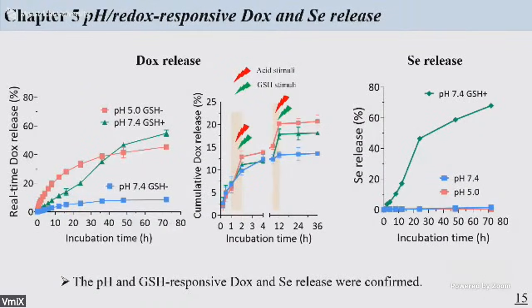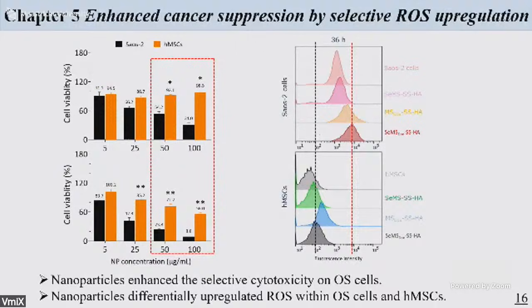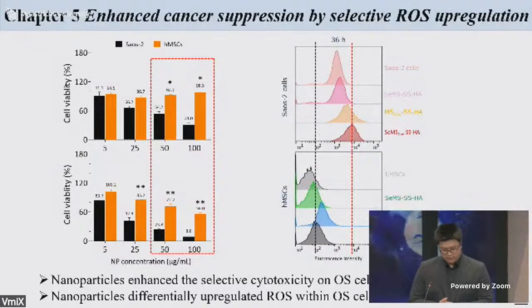First, in the results of the DOX release and loading, we found that the nanoparticles show pH and glutathione dose-responsive release properties. Further, based on the in vitro cytotoxicity test, we demonstrated the dose-responsive nanoparticles enhance selective toxicity on osteosarcoma cells, proving our hypothesis. Moreover, nanoparticles differently upregulate ROS within cancer cells and healthy cells, which was the reason for the enhanced selectivity.